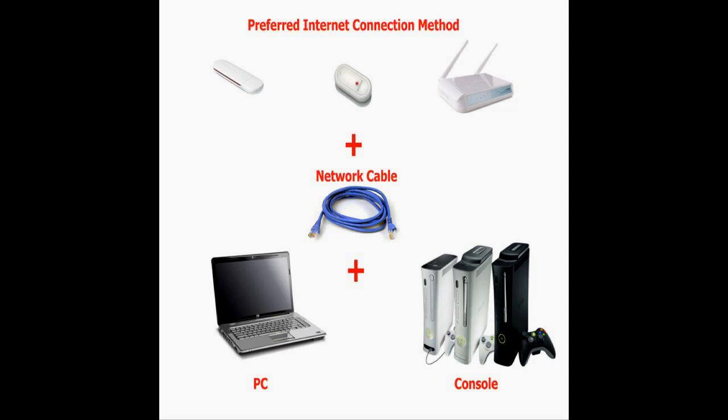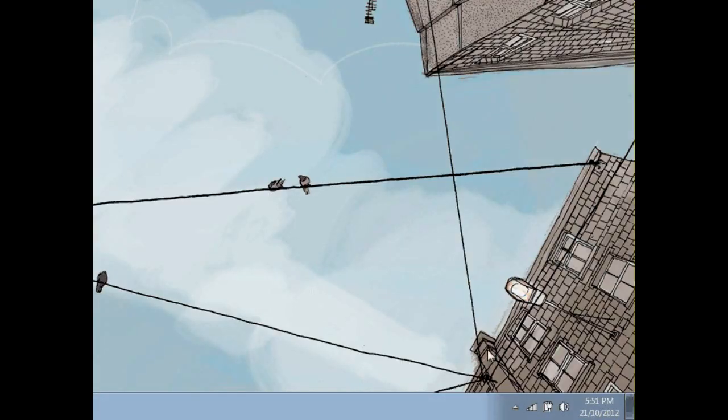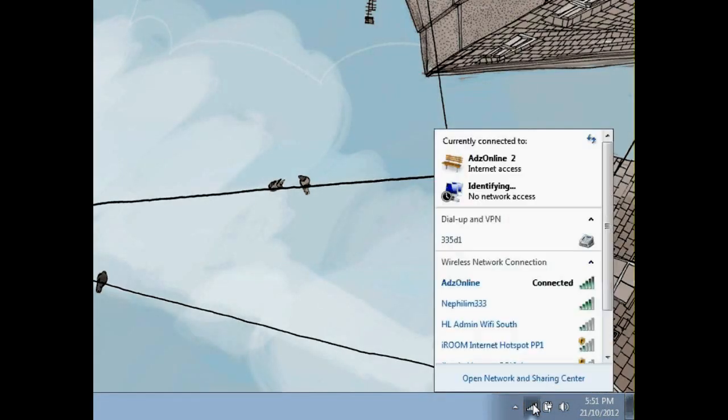So to start off, make sure your PC is turned on and connected to the internet. Plug your console in to your PC via the network cable and turn that on as well. Next step is to open your Network and Sharing Center from the taskbar. Just watch if you're a Windows 7 user, otherwise go through your start menu.